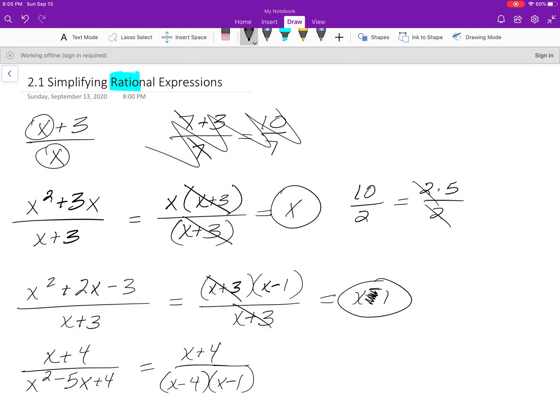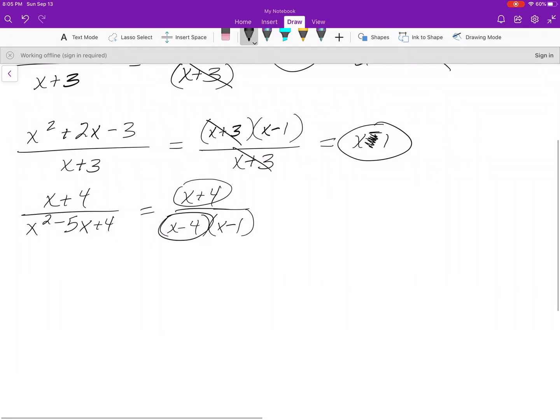Oh, so close. But unfortunately, the x plus 4 and the x minus 4 represent different numbers, not necessarily reducible. So we cannot reduce them. So we say does not simplify. You just leave it as it is. Okay, let's try another one. How about something like this?